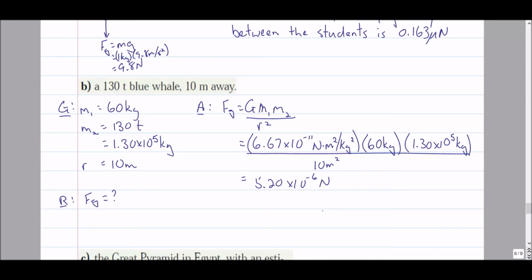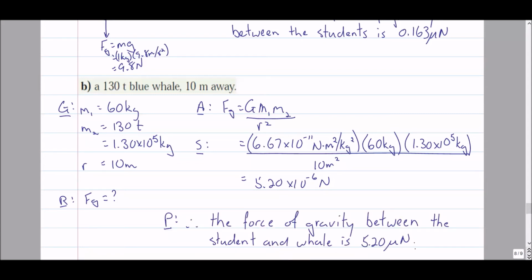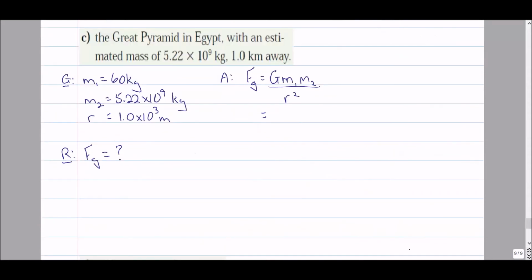So the upshot of this is that when we substitute and solve, we're looking at this force of gravity between a blue whale and that same student. And of course, we end every solution with our therefore statement. The force of gravity between the student and the whale is 5.20 micronewtons. And so we'll complete these other ones.